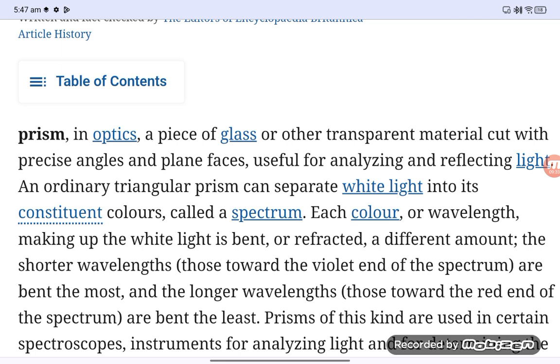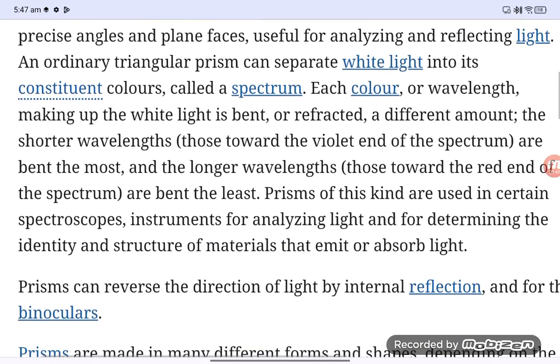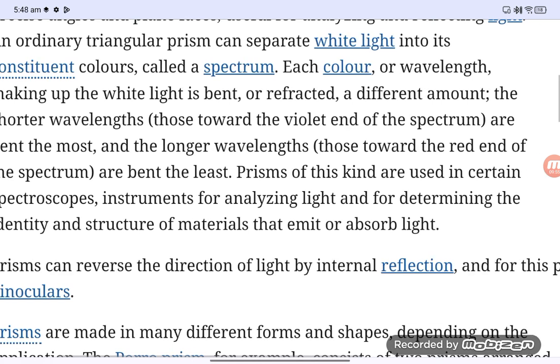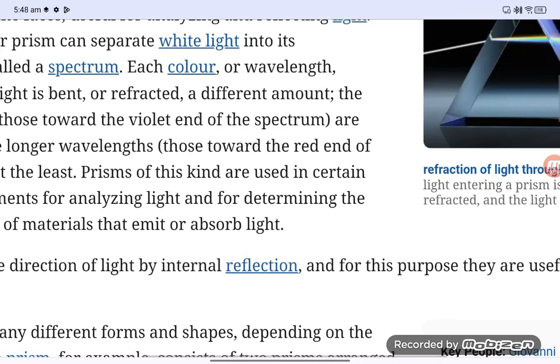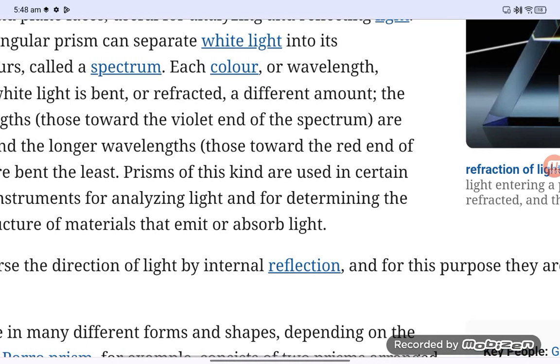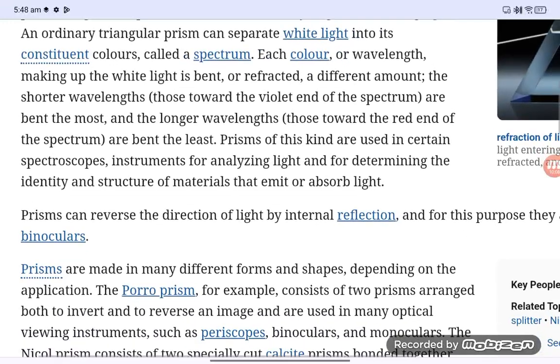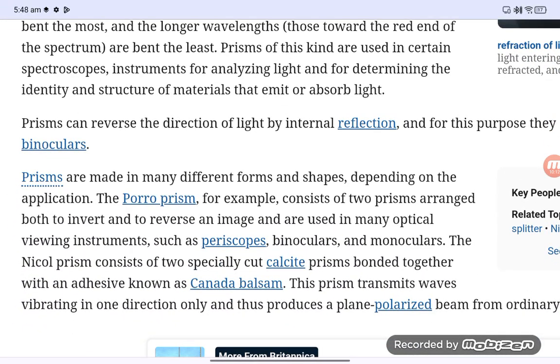Prisms of this kind are used in certain spectroscope instruments for analyzing light and for determining the identity and structure of material that emit or absorb light. Prisms can reverse the direction of light by internal reflection, and for this purpose they are useful in binoculars. Prisms are made in many different forms and shapes depending on the application.